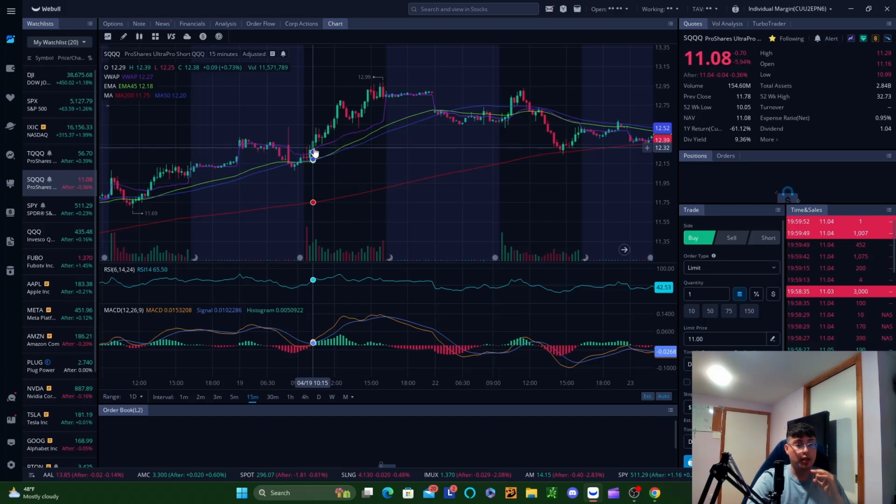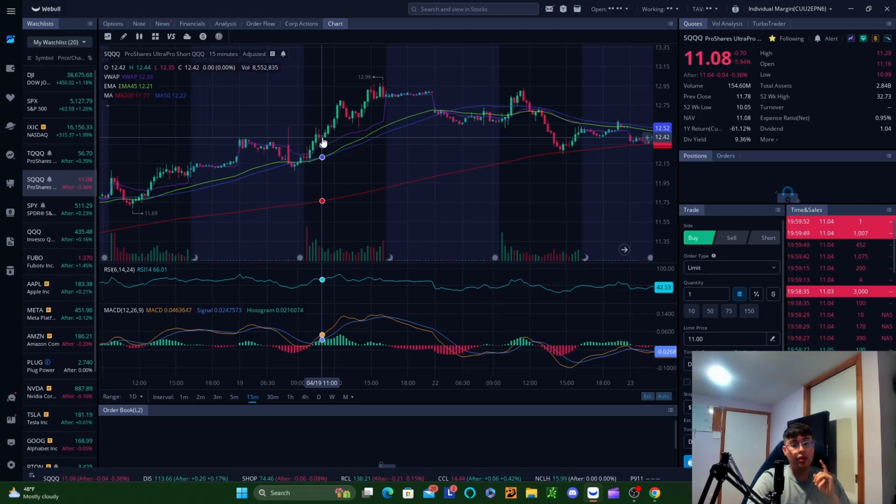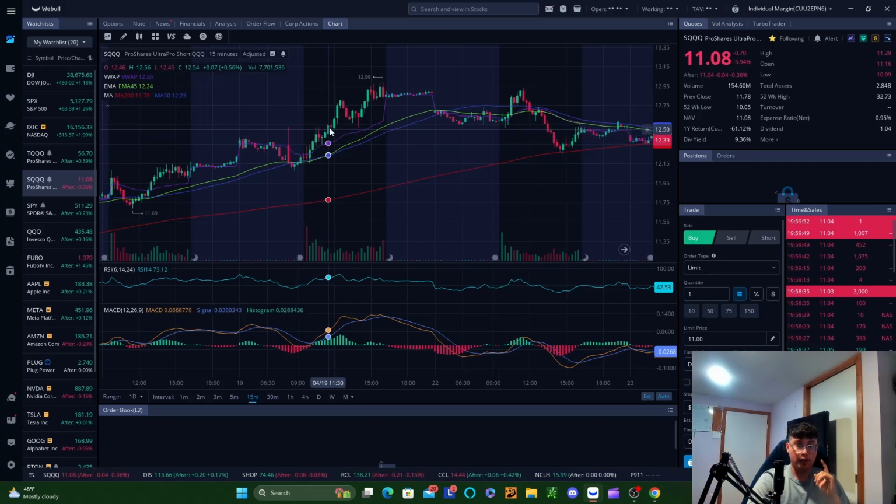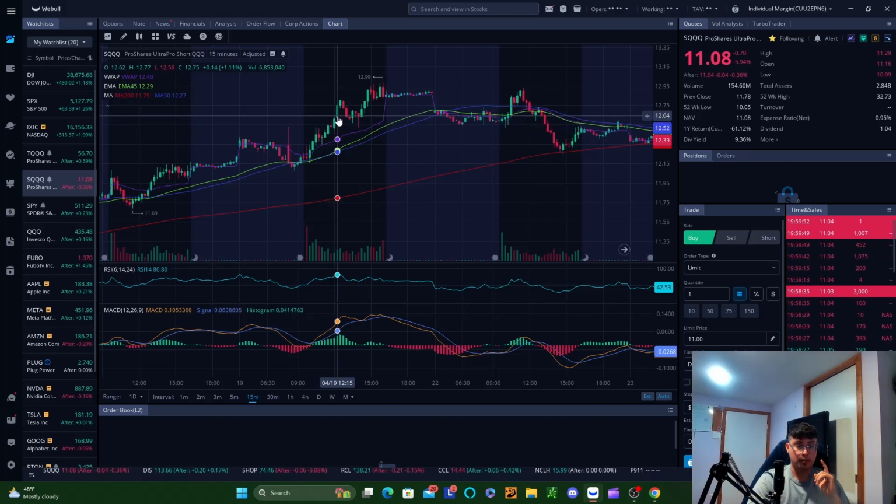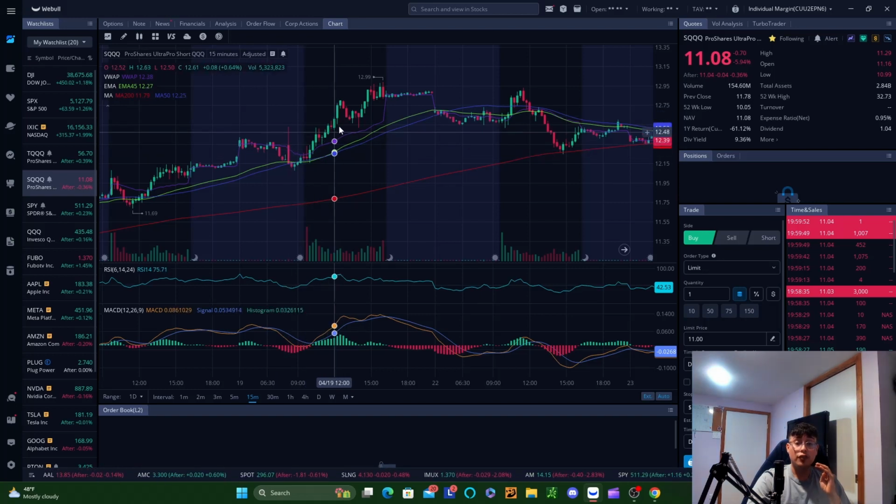Right here, this candle itself went from lows of $12.25 to highs of $12.39. This is just one candle, 15 minutes. So if you count 1, 2, 3, 4, 5, 6, 7, 8, that's 8 candles, 15 minutes. So every 4 candles is an hour. So you've been in this trade for 2 hours now.